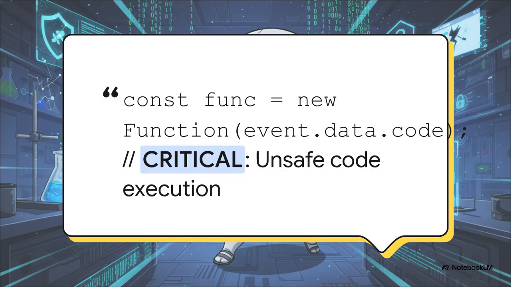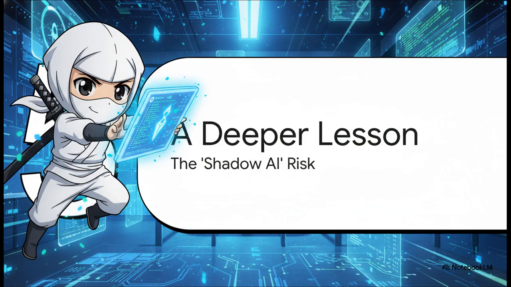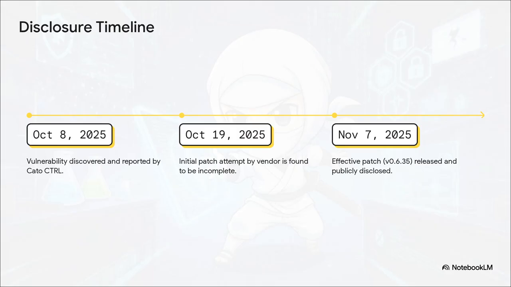And this one line of code right here, this is the smoking gun. Using the new Function constructor on unverified external input, that's what creates this incredibly dangerous eval-as-a-service for an attacker. It is a textbook example of what not to do when you're handling data from a source you don't control. But this isn't just a simple software flaw. It's also a powerful lesson about a risk that's quietly growing inside so many companies, a phenomenon we call shadow AI.